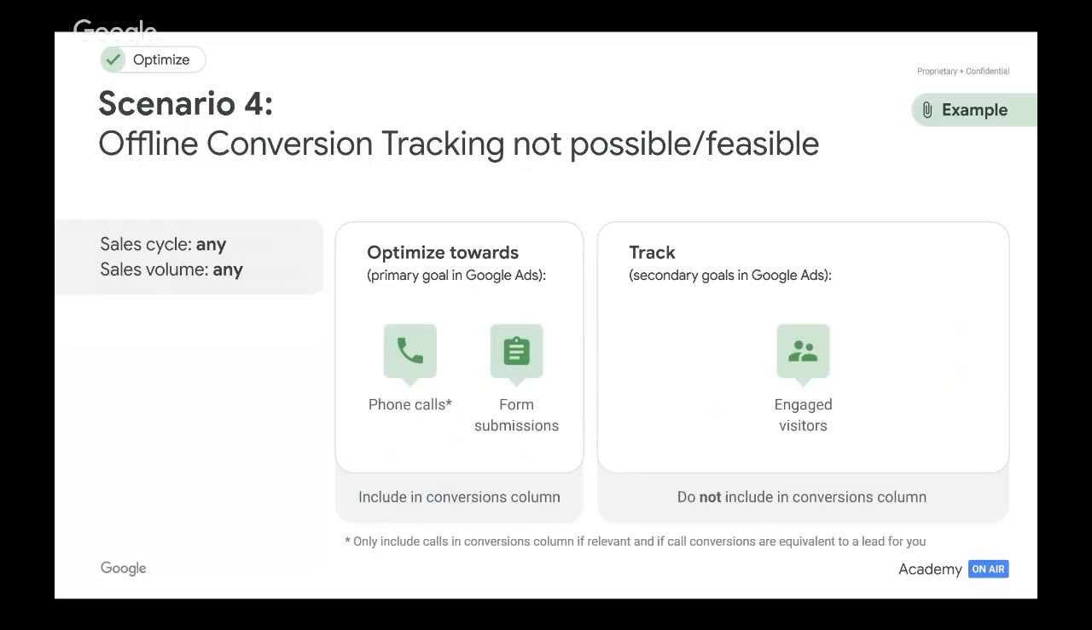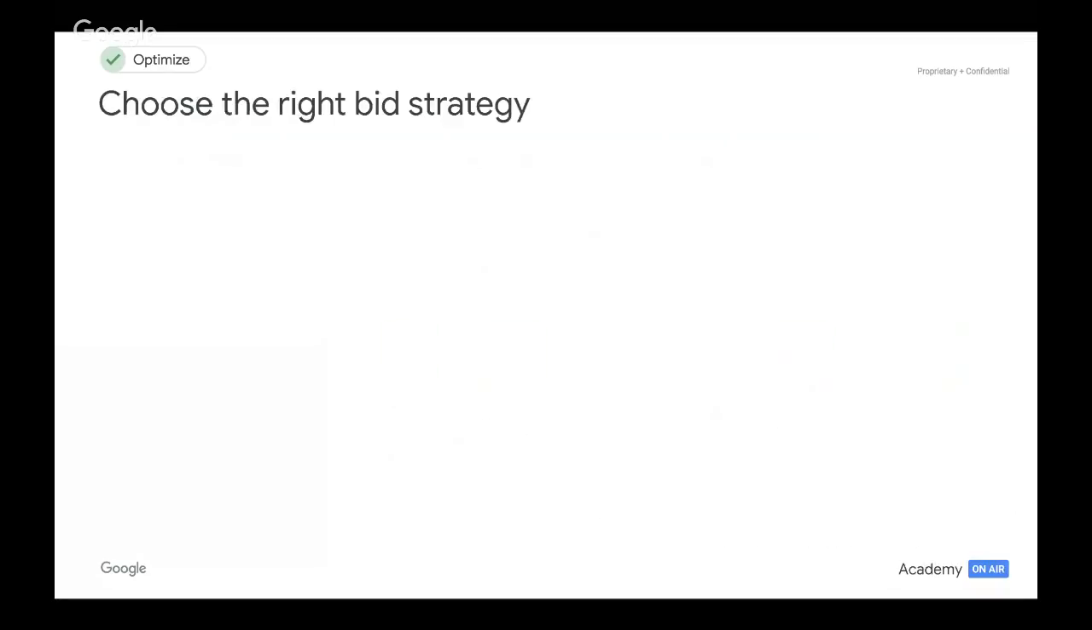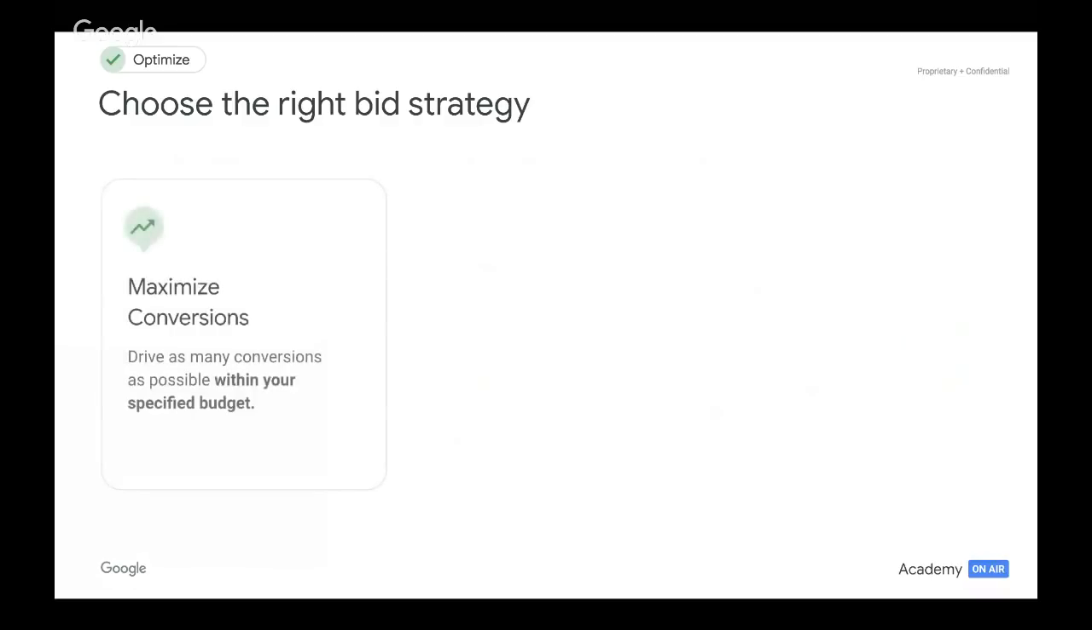So there are 4 main types of scenarios. What we need to decide now is what bidding strategy would actually work best for our business. So we have 3 main bidding strategy types. We have maximize conversions, which drives as many conversions as possible within your specified budget.